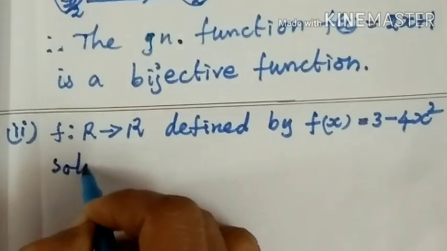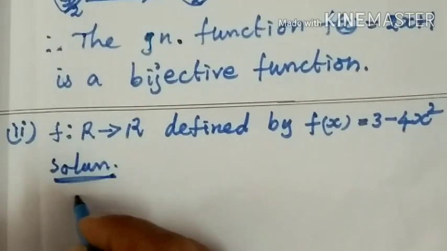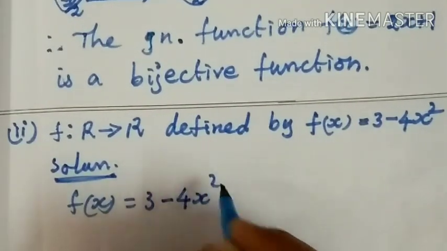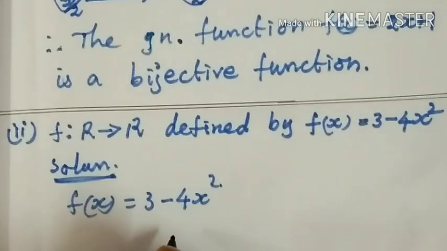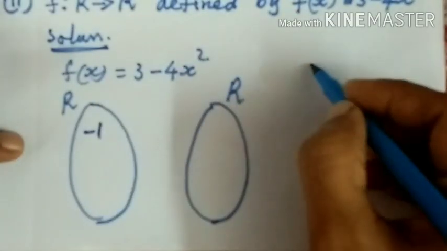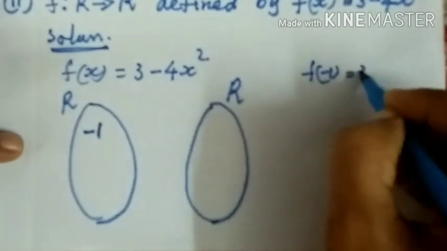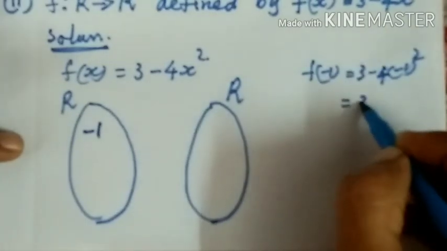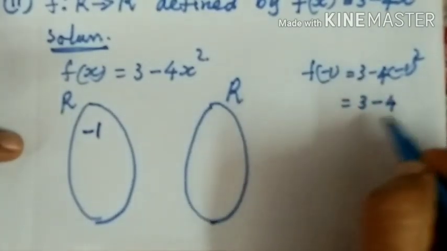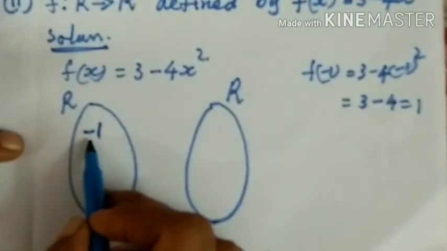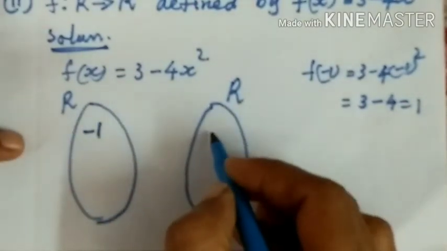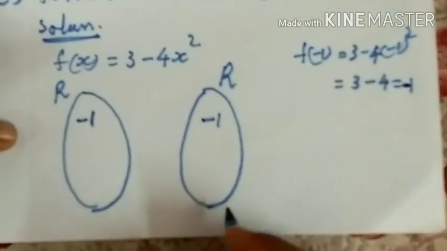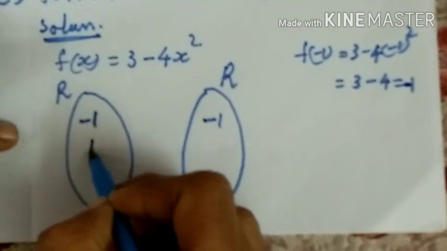Solution: f of x equal to 3 minus 4x squared. By using the arrow diagram, I will consider minus 1. Therefore, f of minus 1 equal to 3 minus 4 into minus 1 the whole squared, which means we get 3 minus 4, that is equal to minus 1. Therefore, minus 1 has image minus 1. Then next I will take plus 1.